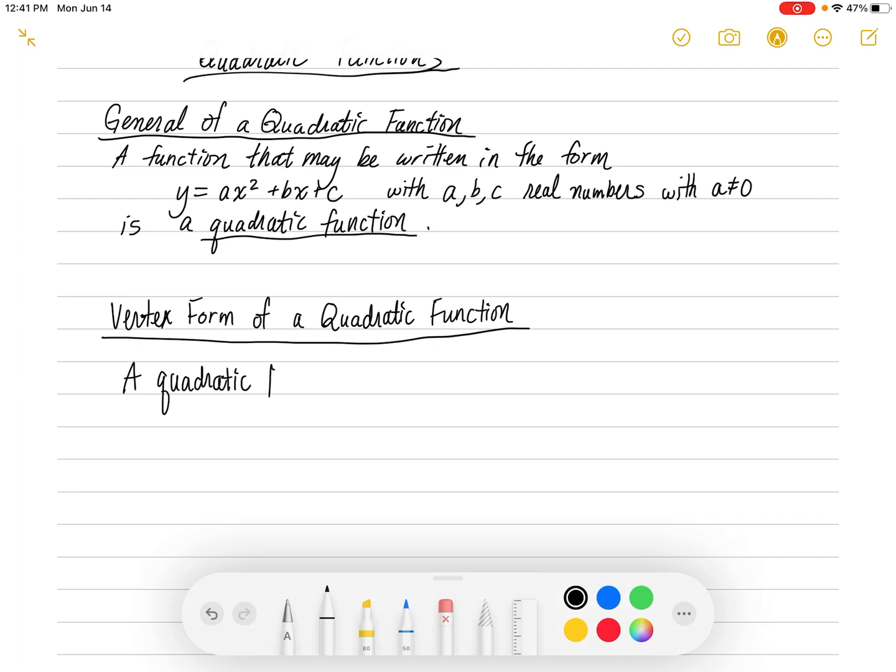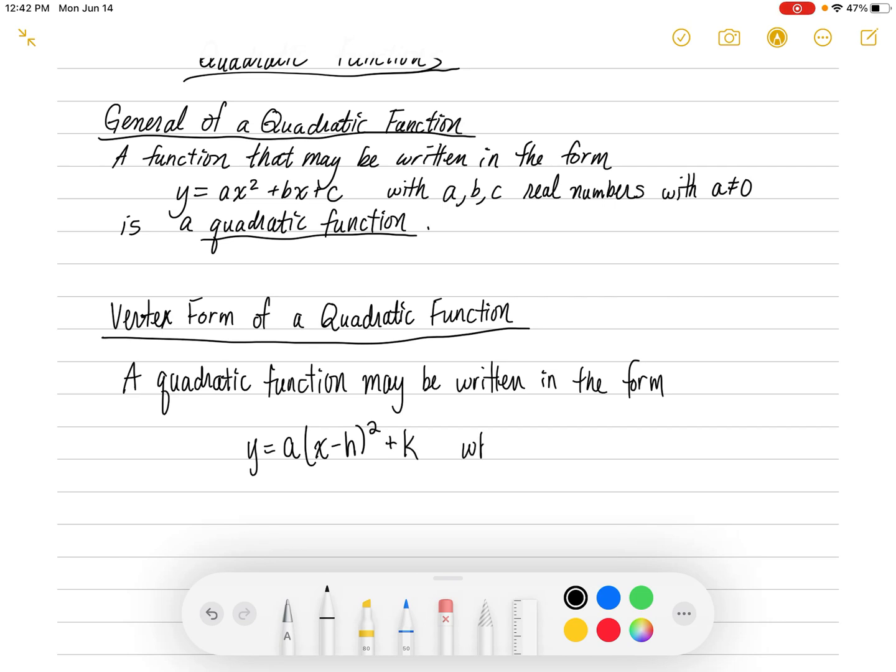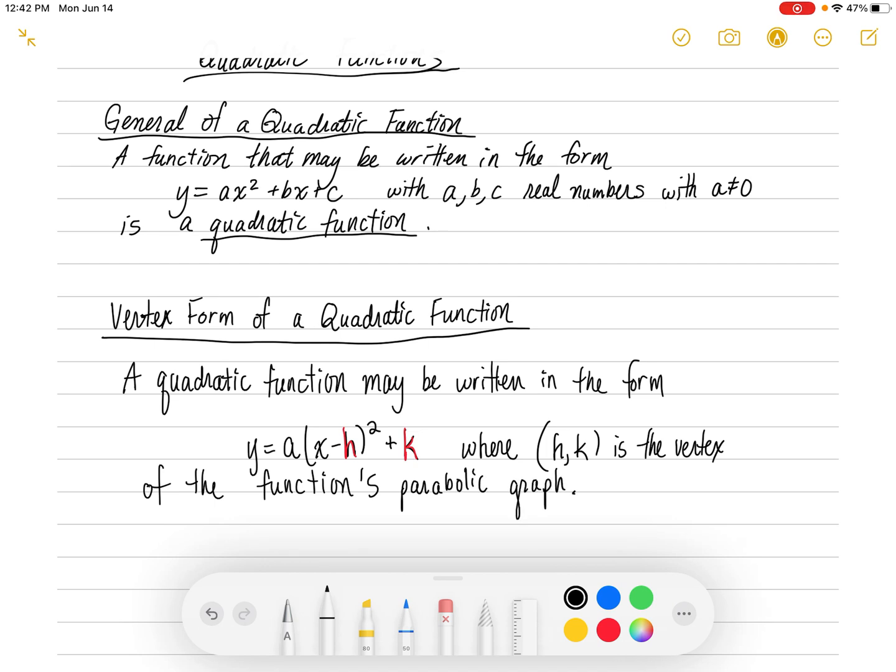So the vertex form of a quadratic function: a quadratic function may be written in the form y equals a times (x minus h) squared plus k, where h comma k, these numbers here, is the vertex of the function's parabolic graph.